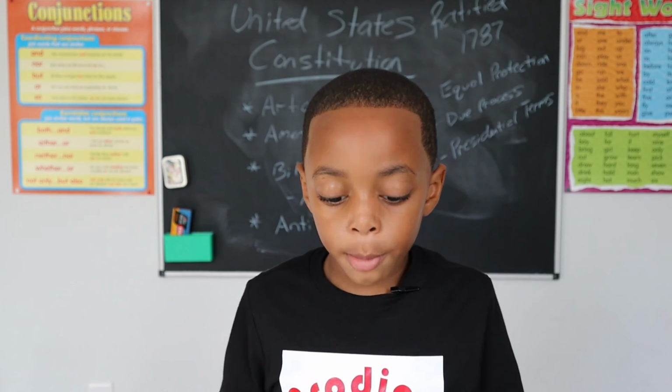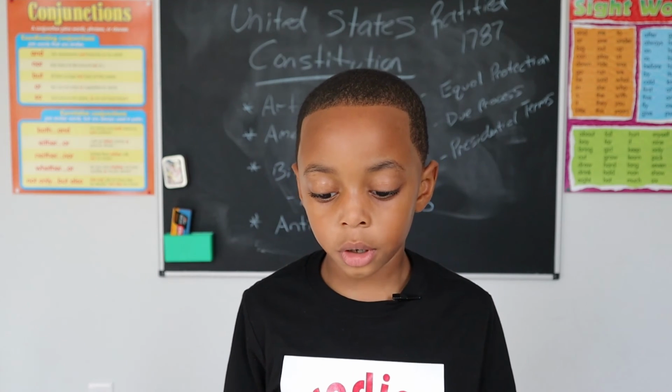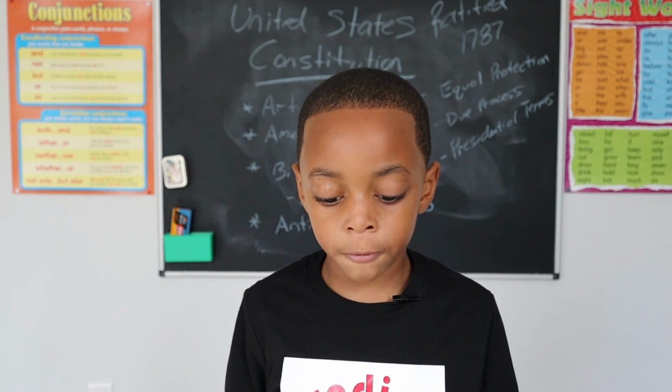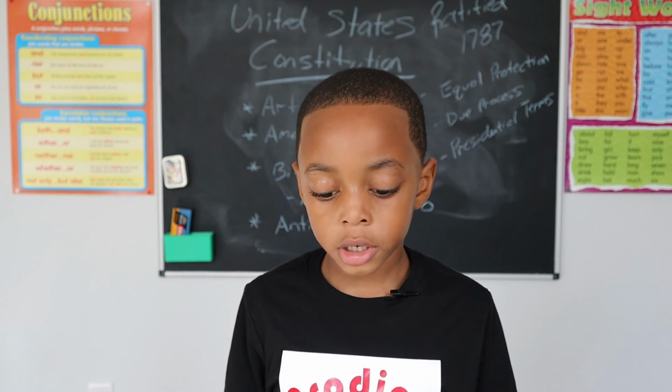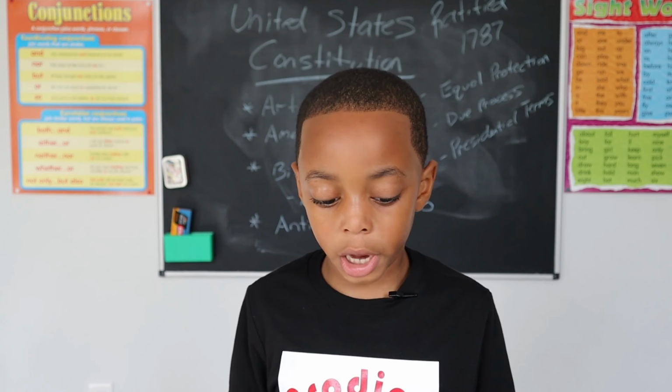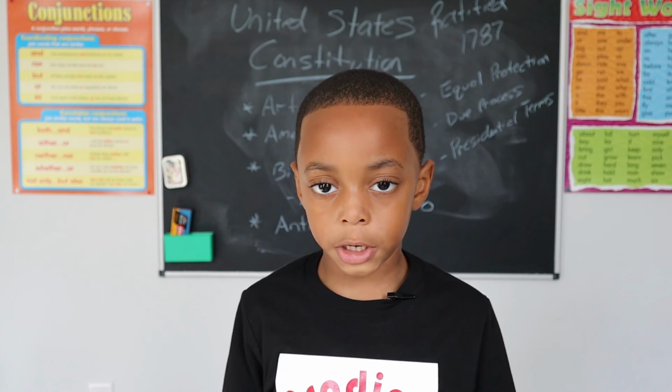Lastly, Amendments 11 through 27 cover issues regarding judicial power, election of the president and vice president, abolishment of slavery, citizenship and equal protection, voting rights, prohibition, presidential term limits, presidential vacancy and disability, and congressional compensation.